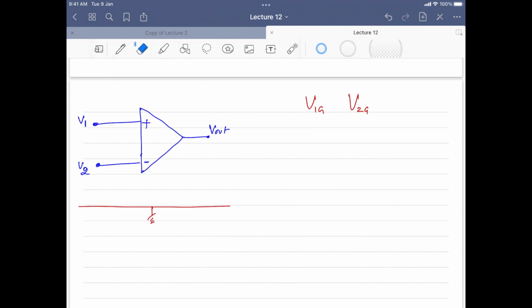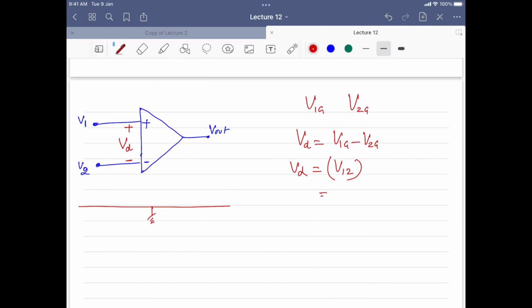They are not present in air. So they are with respect to something. Okay? So you are calculating with respect to ground. And now if you want to calculate the difference between the two, we are calling it, let us say, VD. So this VD is nothing but V1G minus V2G. And you can easily see that VD will be equal to V12, rather, the G will be cancelled. So it will be V12. So V12 is nothing but V1 minus V2. So it is the difference of the voltage.